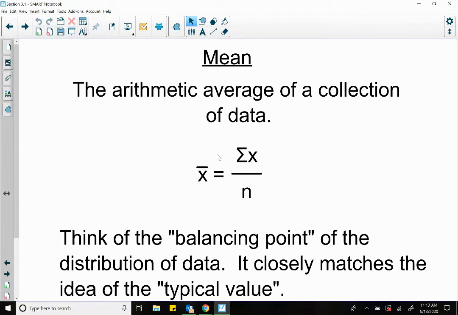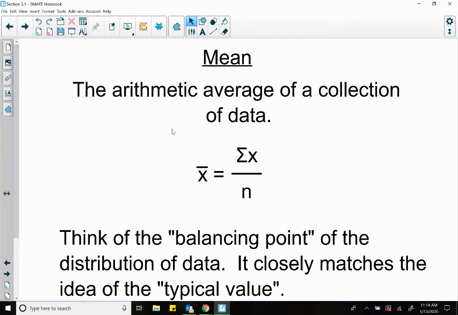So in here you see the formula for it. So this is what we call x bar. Whenever you see x bar, that means we're talking about the mean, okay? So this is sigma x. Sigma means add up all the x's, or in other words, add up all the data values. That's what this means, okay? It's a summation symbol. So sum all the x's and then divide by the total, okay?